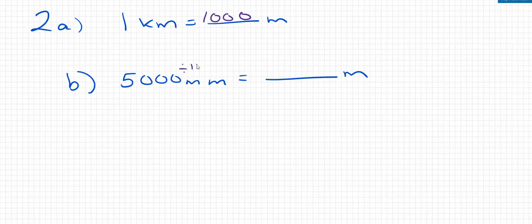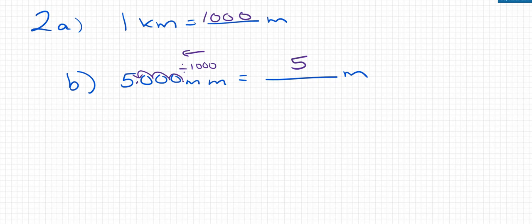So divide by 1,000. So my decimal is over here. When I divide, I'm getting smaller. I go to the left. So 1, 2, 3, because there's 3 zeros. So my number is just 5 meters, or 5.0, but we know that 5.0 can be invisible.